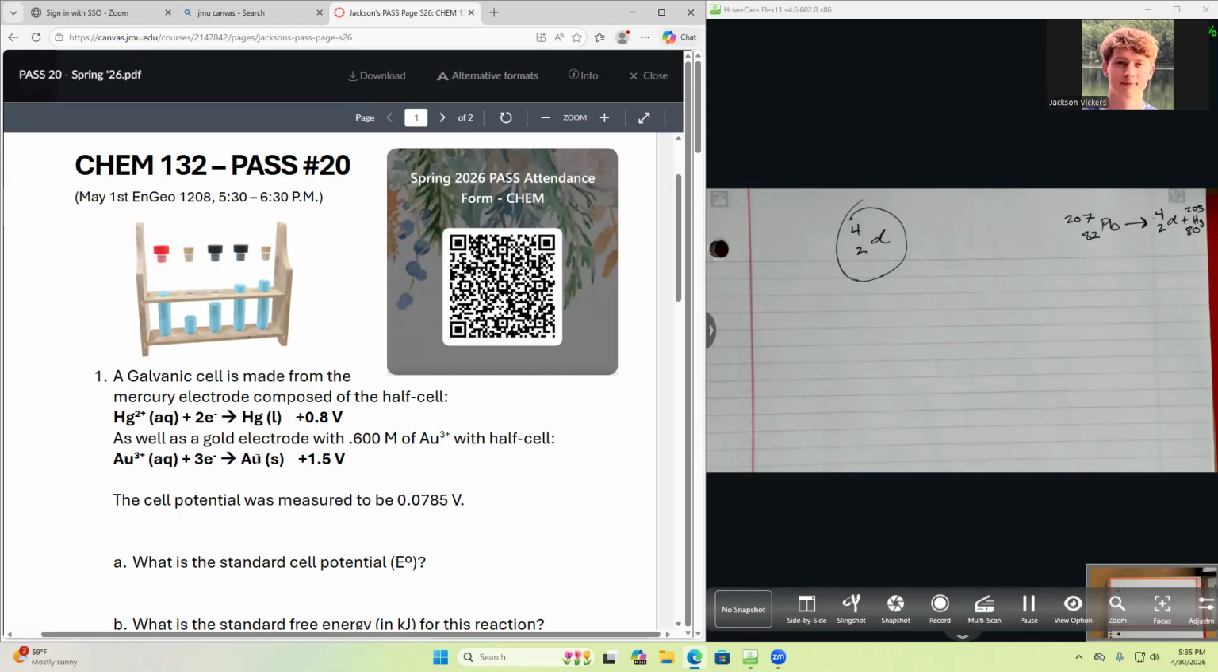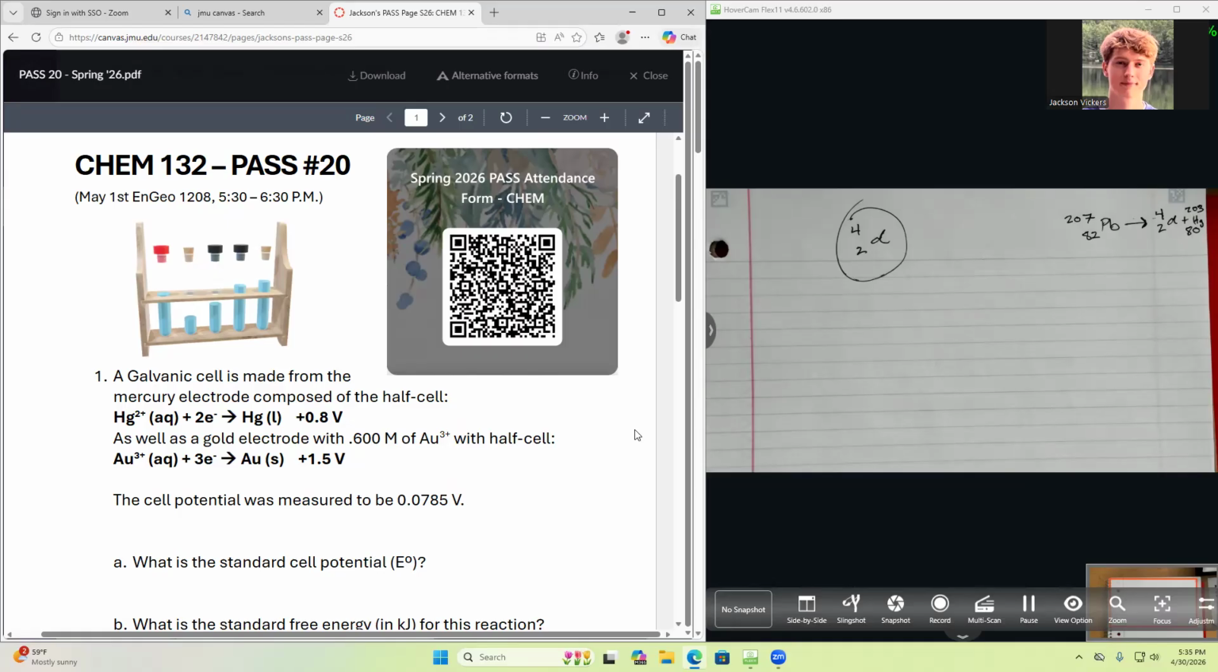So again, the solids and the liquids never go into our Q expression. So that's why we have a concentration only of one of these ions here. And they give us the cell potential. This is the non-standard cell potential. And I'm asking first off, what would the standard cell potential be?